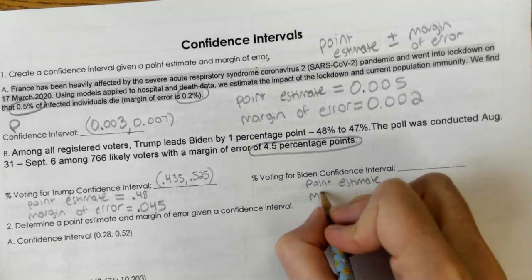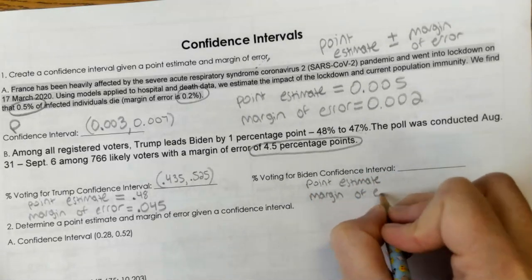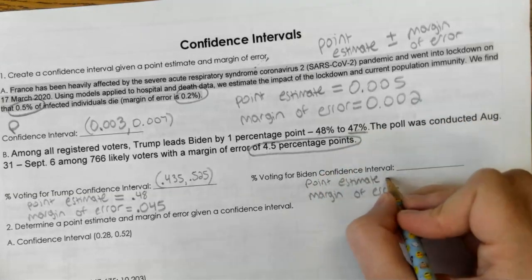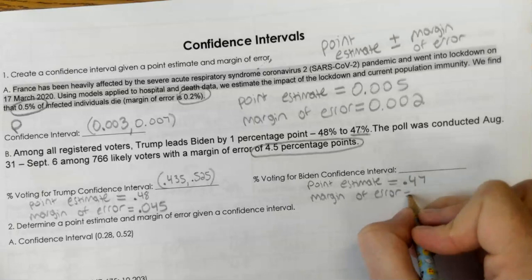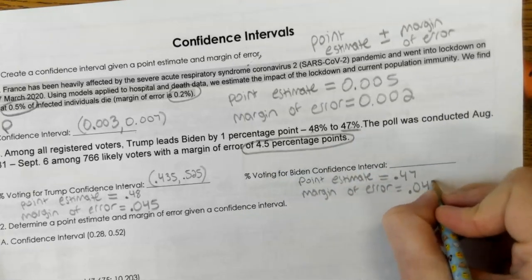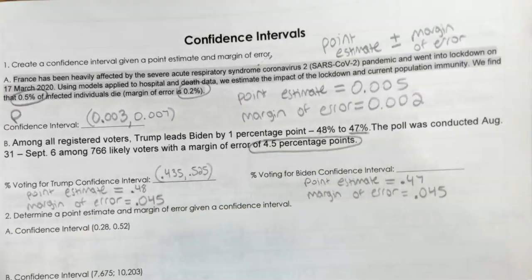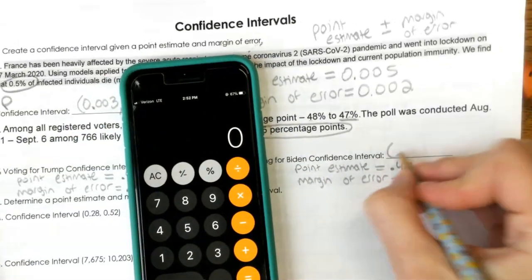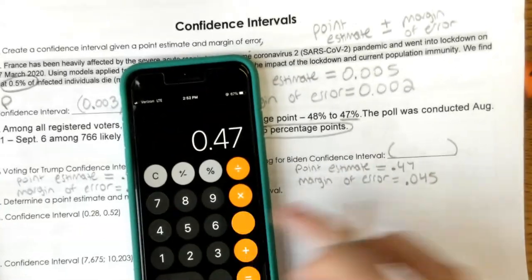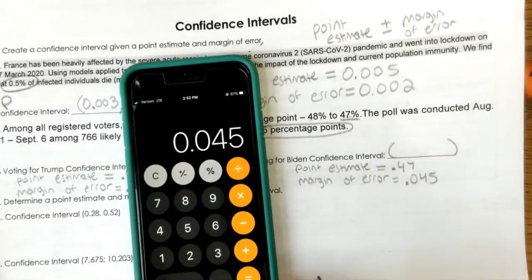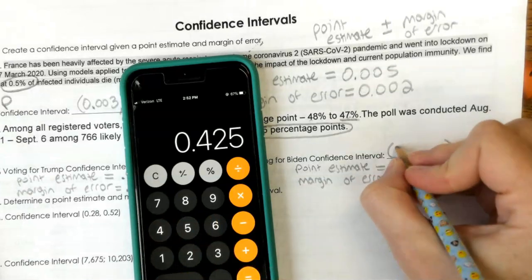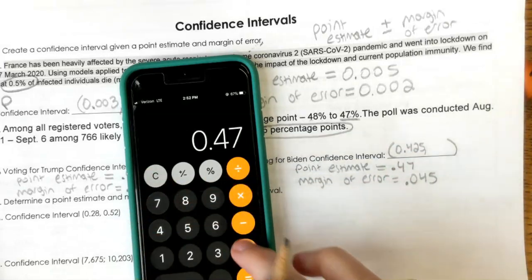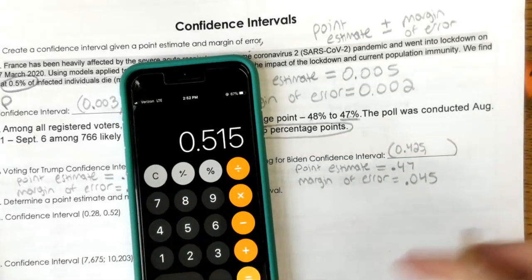Biden. Point estimate and margin of error. My point estimate for Biden is the other percentage, right, which is the 0.47, but I have the same margin of error because the poll was just done once, right, so I have the same margin of error for both. So let's go ahead and get his lower bound and upper bound. 0.47 minus 0.045 gives me 0.425. 0.47 plus 0.045.